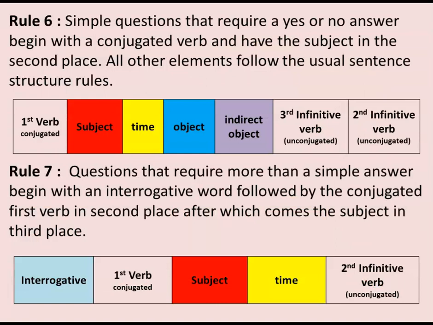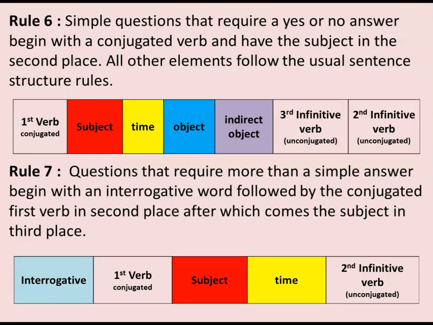Rule 6, simple questions that require a yes or no answer begin with a conjugative verb and have the subject in the second place. All other elements follow the usual sentence structure rules. Okay. And, with the second verb going to the very end in its infinitive form, the third verb going to the second last spot at the end, in its infinitive form, and so on if there was a fourth verb.